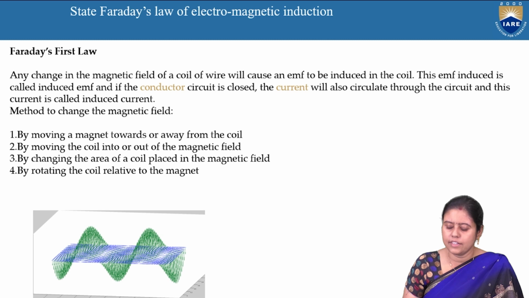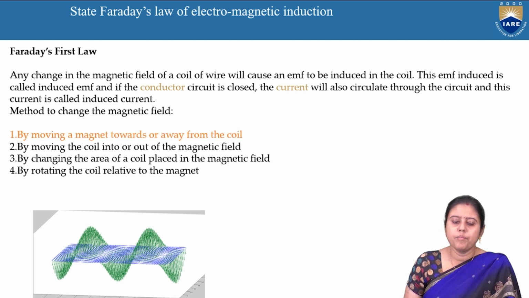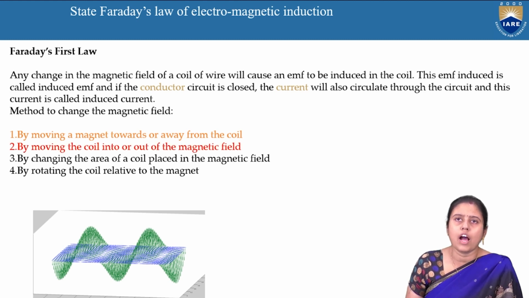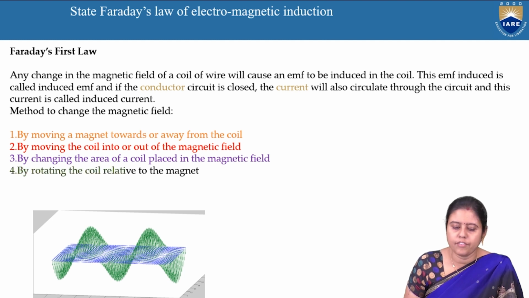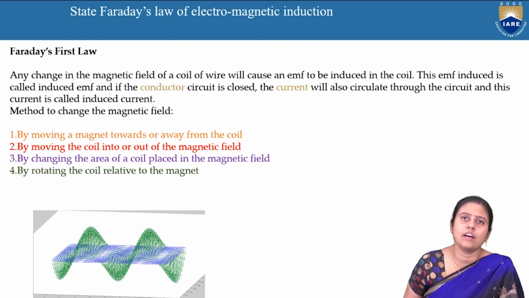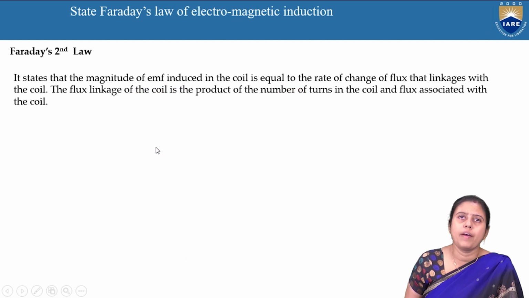So how can we induce the current? By moving the magnet towards and away from the coil, by moving the coil into or out of the magnetic field, by changing the area of a coil placed in the magnetic field, and the fourth one is by rotating the coil relative to the magnets.